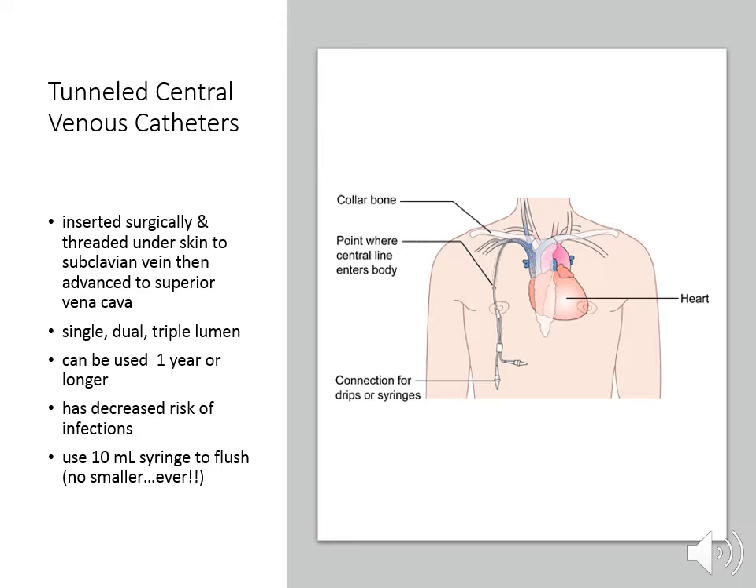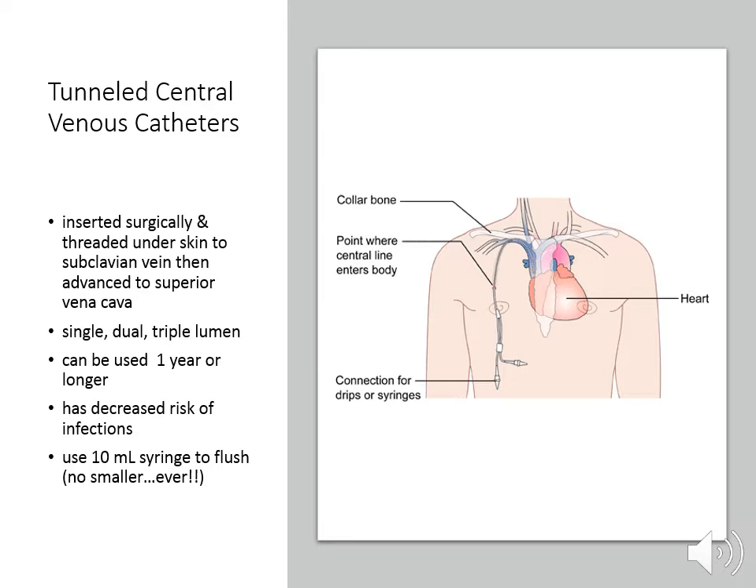Here's an example of a tunneled central venous catheter. They're inserted surgically and threaded under the skin to the subclavian vein and then advanced to the superior vena cava. They again can be single, double, or triple lumen, can be used 1 year or longer. There's a decreased risk of infection because the catheter is tunneled under the skin before it enters the vein, which decreases the chance of bacteria on the skin reaching the bloodstream.